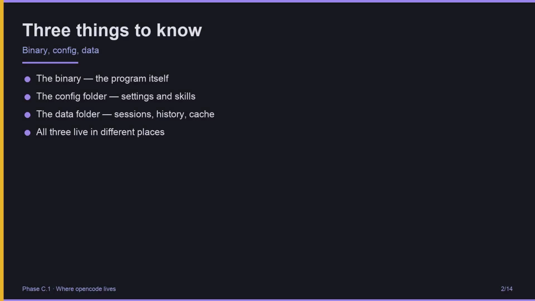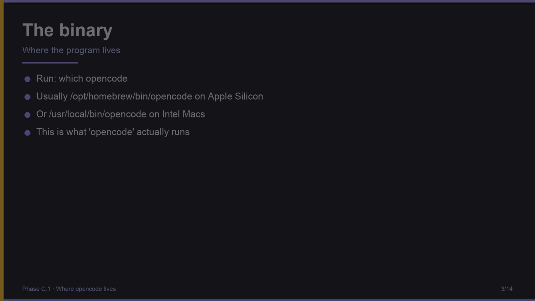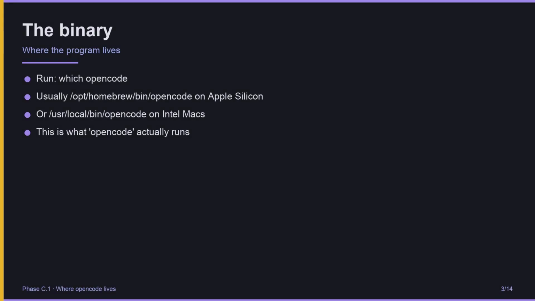Three things to know about: the binary, the program itself; the config folder, settings and skills; the data folder, sessions, history, cache. All three live in different places. Let's tour each one. The binary. Run which opencode in your terminal.